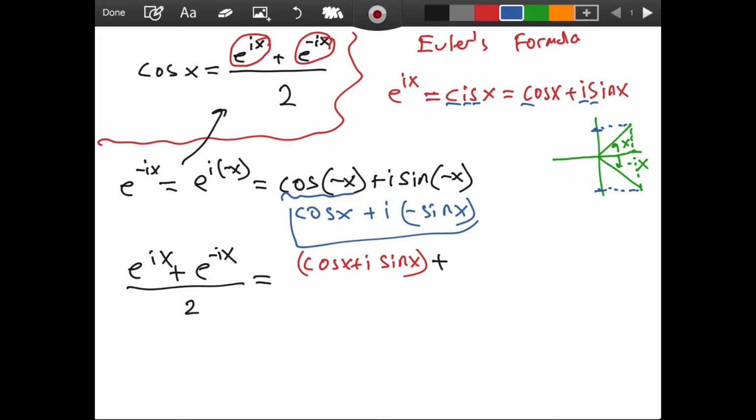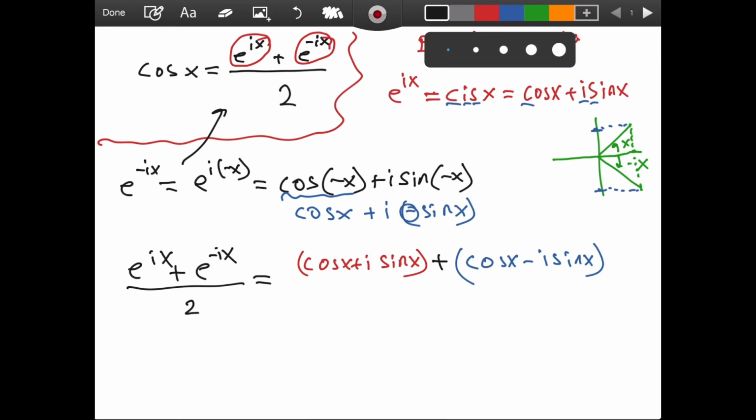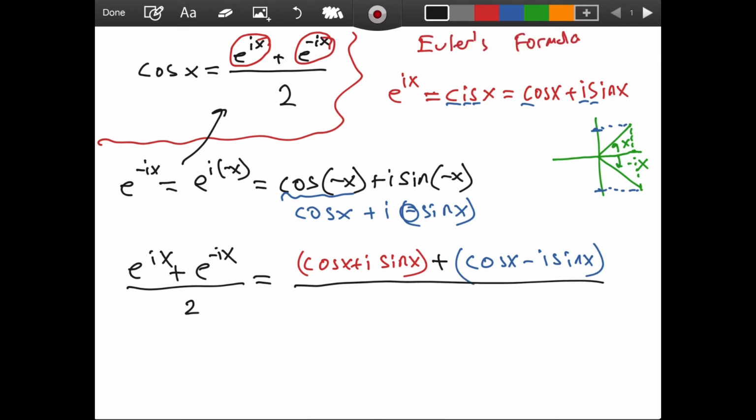As we showed here, it is equal to cosine of x minus i sine of x. I just pulled the minus here. So this is what we have for e raised to the power of negative ix. Then this is divided by 2. We see that negative i sine of x and i sine of x add up to 0. So in the numerator, we have cosine of x plus cosine of x, which gives us 2 cosine of x, divided by 2. If we simplify by 2, we get cosine of x.